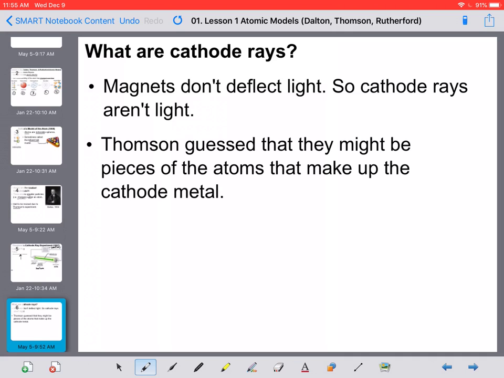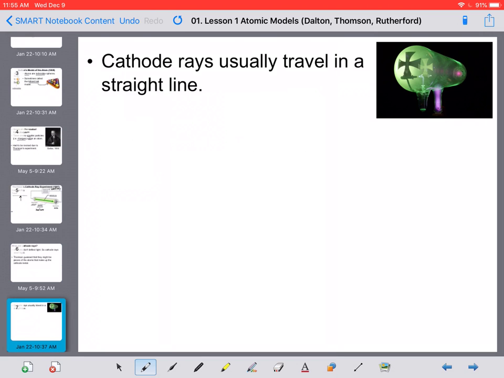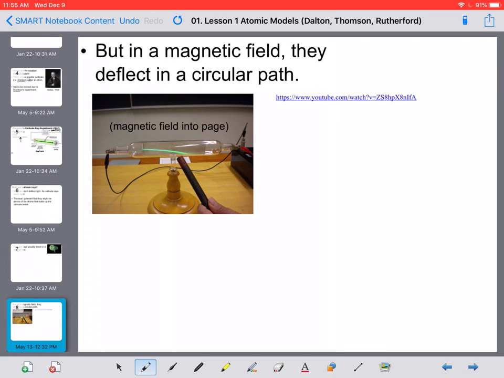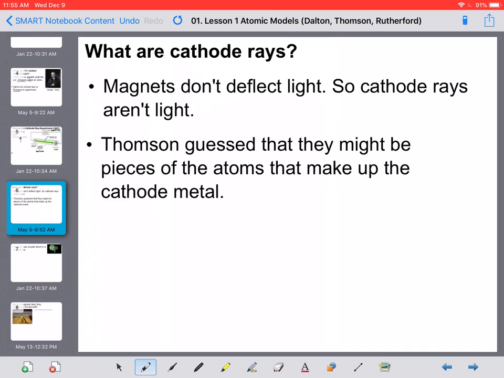The problem is, Thomson figured out that if you hold a magnet next to a cathode ray, the cathode ray will actually change its path while it reacts to the magnet. Okay, and magnets don't deflect light. If you hold a magnet up to a light bulb, it's not going to change the behavior of the light at all. And so cathode rays cannot be light.